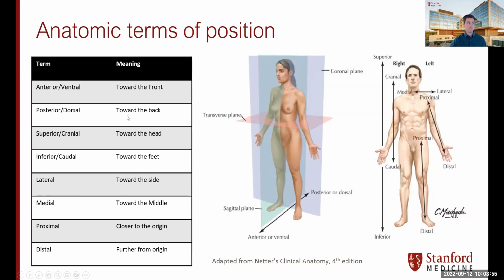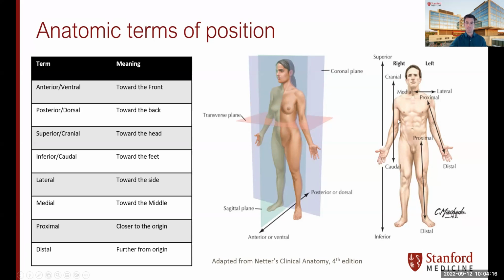Posterior or dorsal is towards the back. So remember that dorsal fin is on the back of a dolphin. Superior means the same thing as cranial. So superior is towards the head. Inferior or caudal is going towards the feet. Lateral is going towards the side. Medial is going towards the middle.